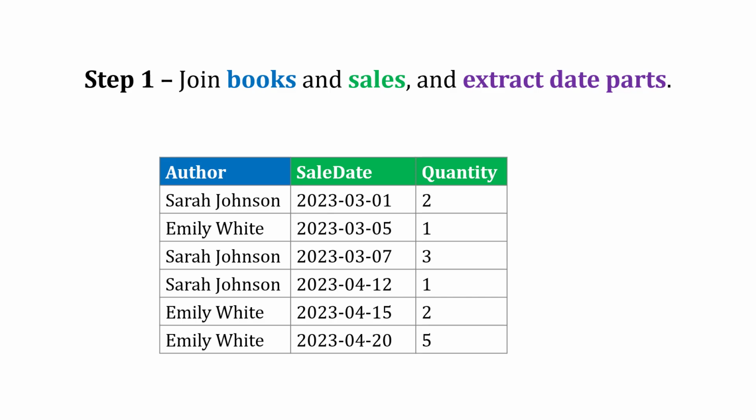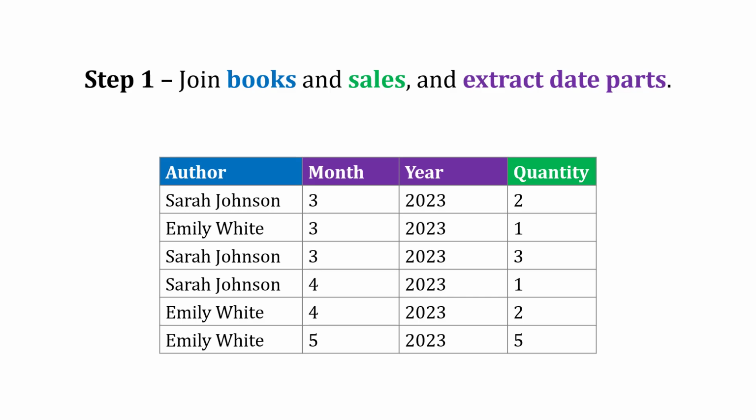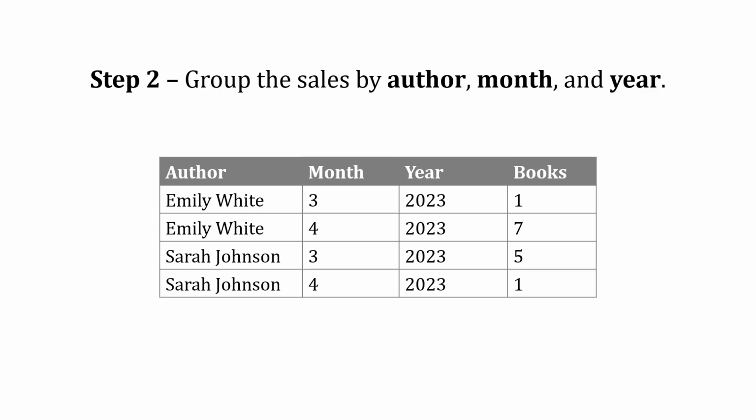The first step might be to join the books and the sales data, join those together so we can see the name of the author, the sale date, and the quantity. And along with that, we might take that sale date and extract the date parts, so we know the month and the year that was sold. That's step one, joining the books and the sales and extracting the date parts. Then in step two, we might group the sales by author, month, and year. So we know for each author how much they sold in March, how much they sold in April, and so on. So we can take this two-step query and break it down using common table expressions.